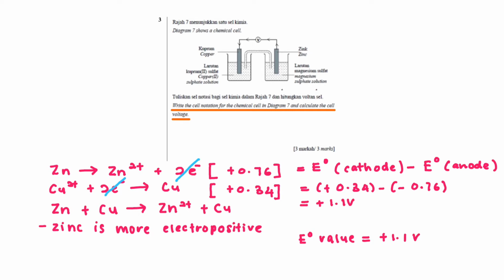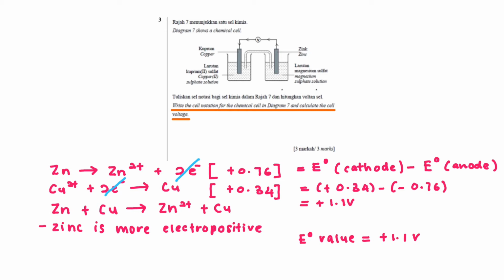Cell notation must be written according to its technique, which is ABC. A is anode, B is salt bridge, C is cathode. It will look like this. The double line refers to the salt bridge. Anode and cathode must be in solids.